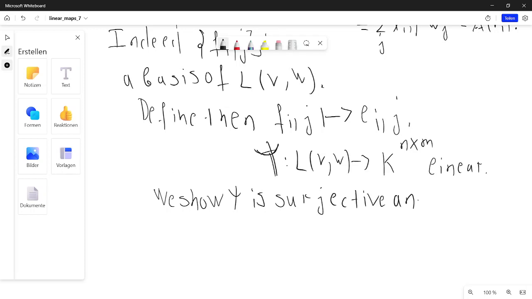And the dimension formula, right? Surjective means that the image is equal to the space. Now the dimensions are equal as we established. So we get the injectivity, and with that bijectivity.